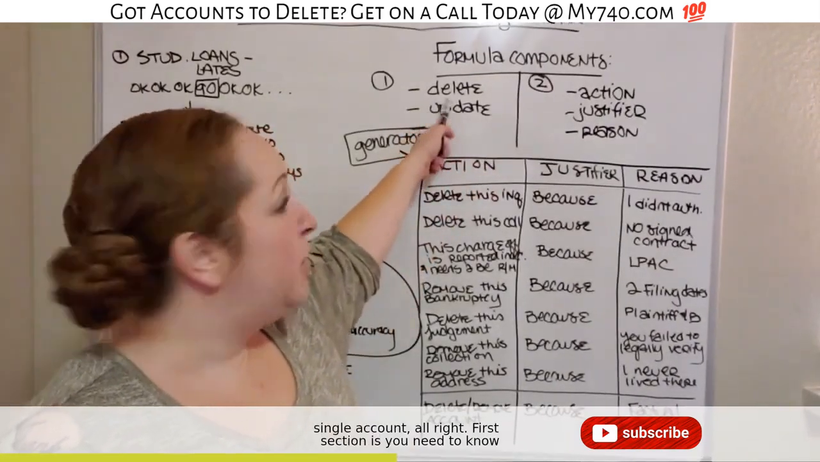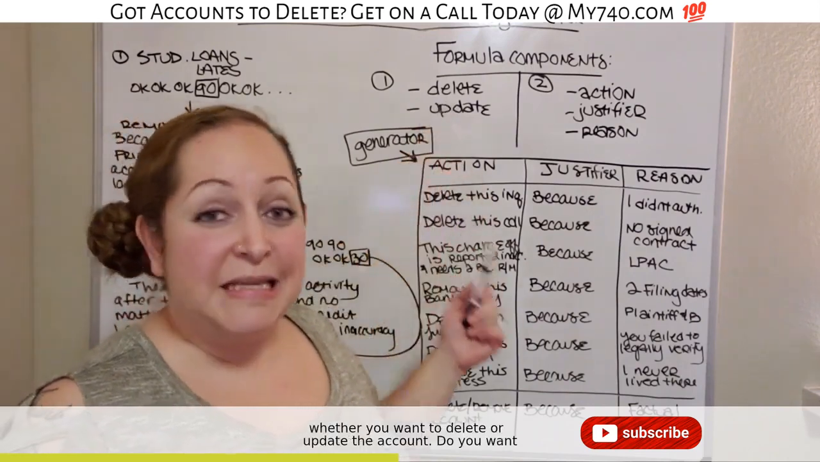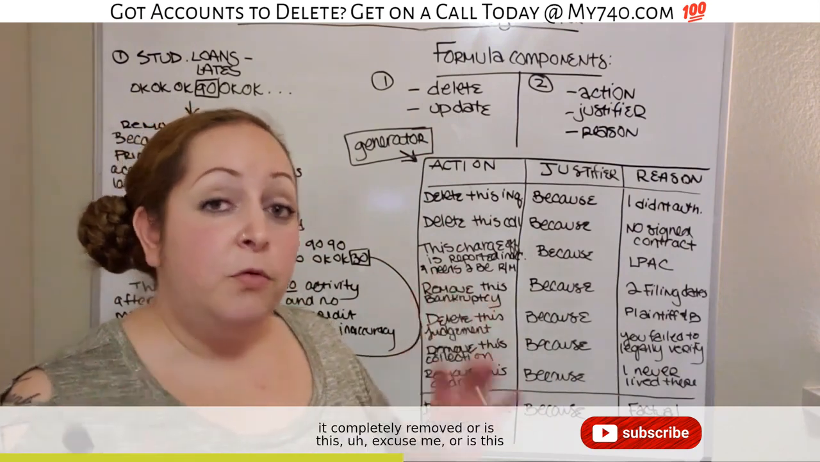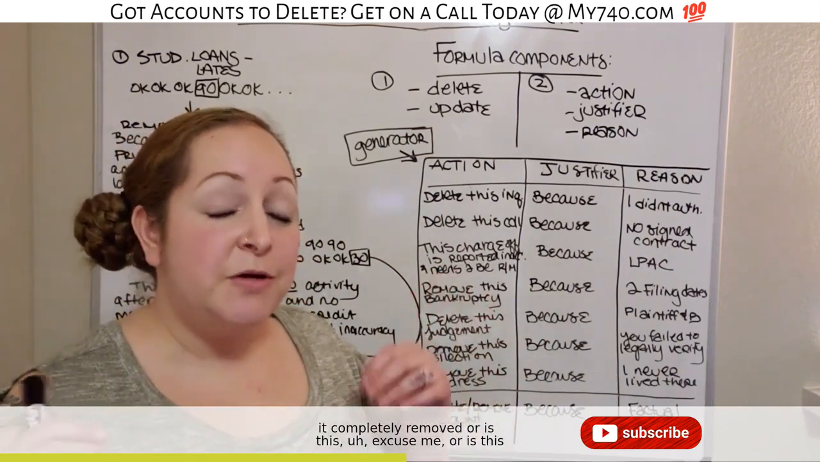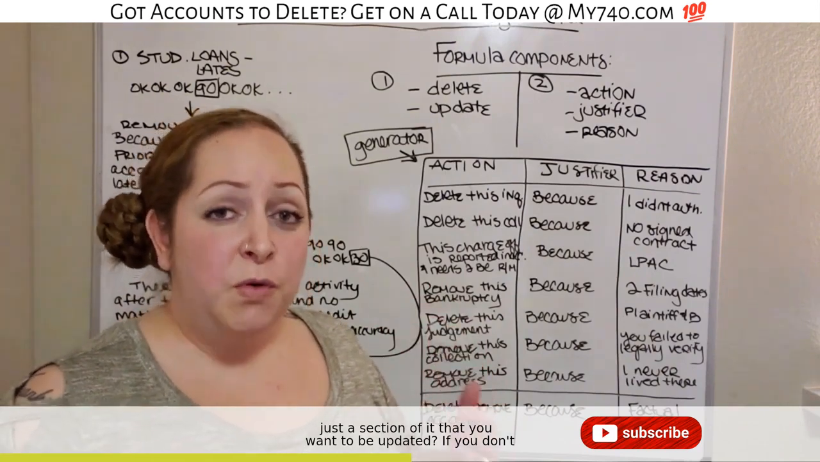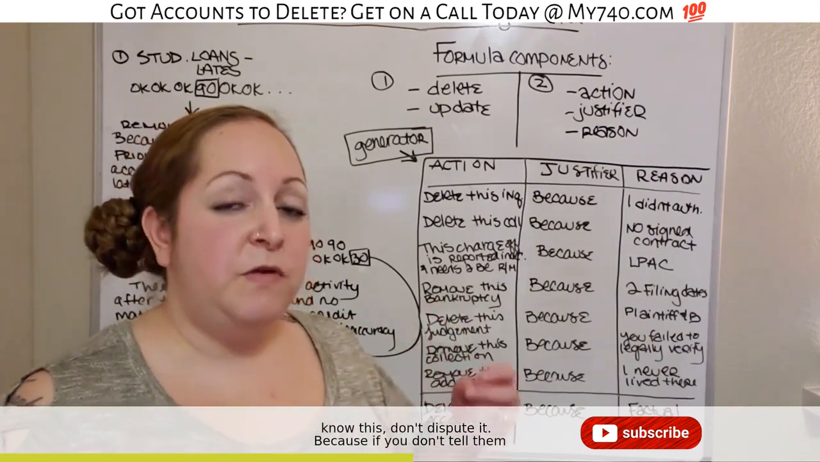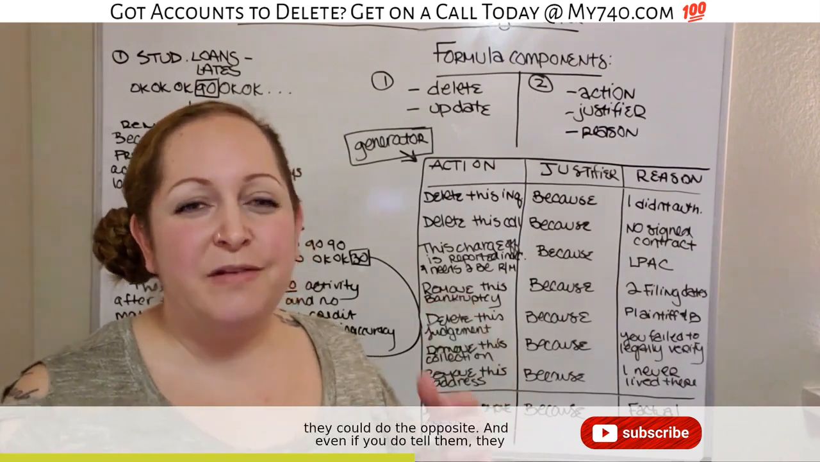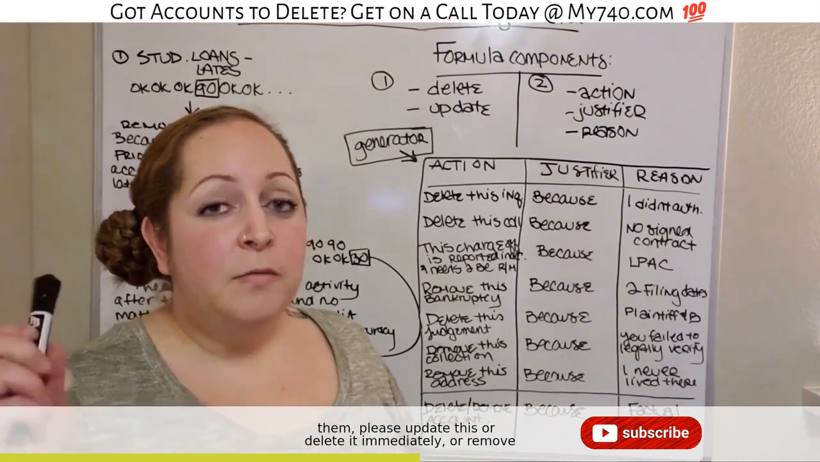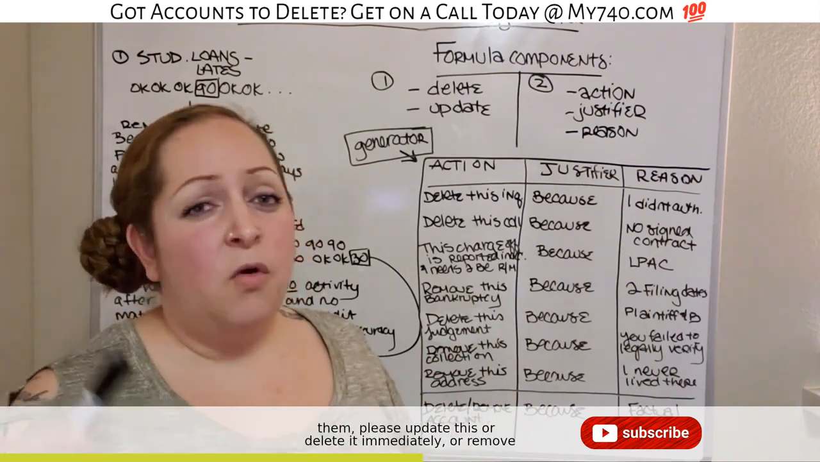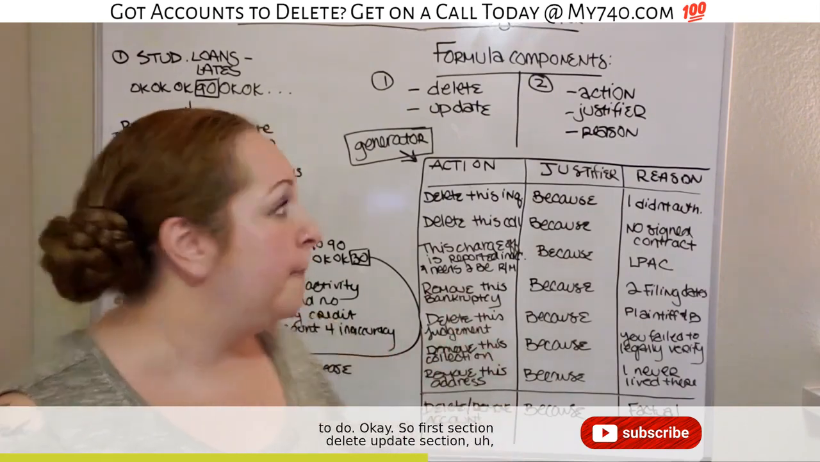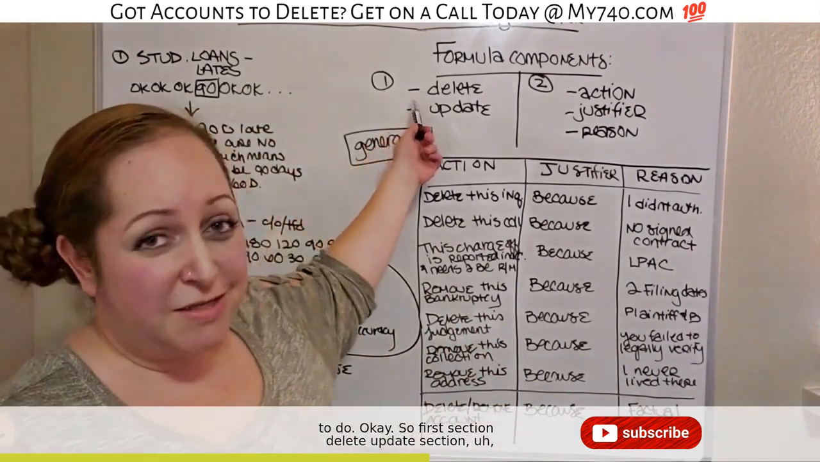First section is you need to know whether you want to delete or update the account. Do you want it completely removed, or is this just a section of it that you want to be updated? If you don't know this, don't dispute it, because if you don't tell them, they could do the opposite. And even if you do tell them, they still might do the opposite. But you should always be telling them, please update this, or delete it immediately, or remove this late payment. Whatever it is, let them know what you want to do, okay? So, first section, delete or update.